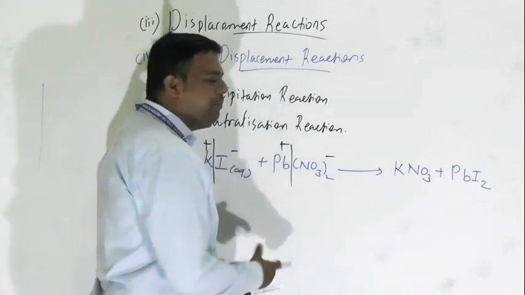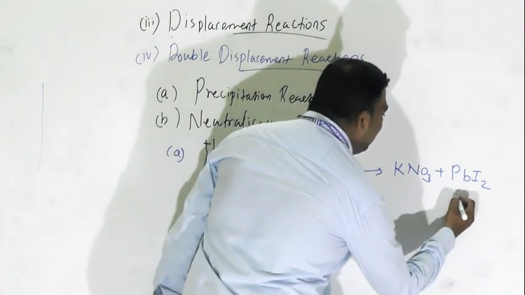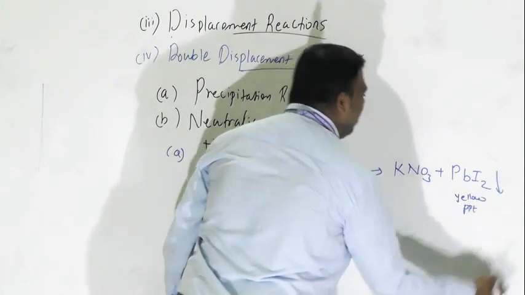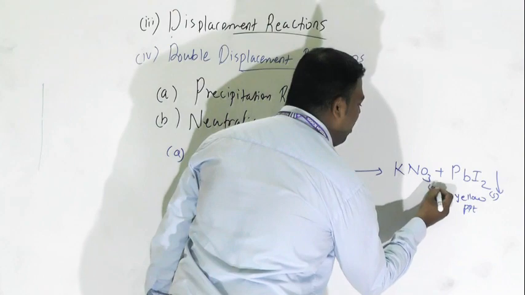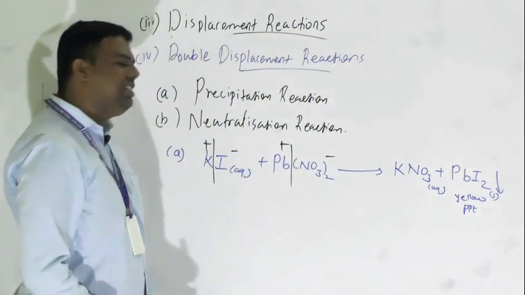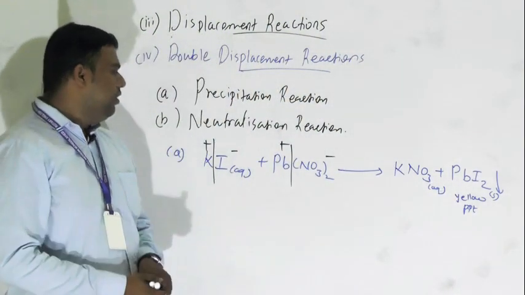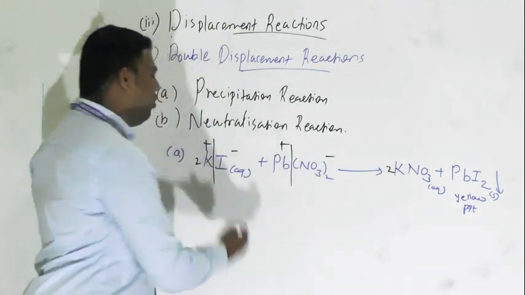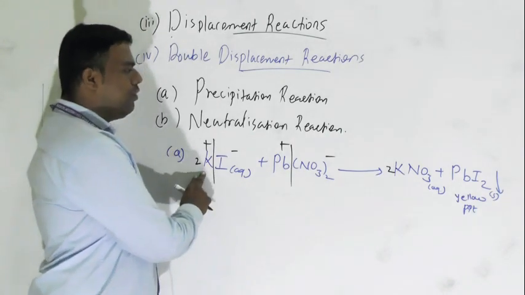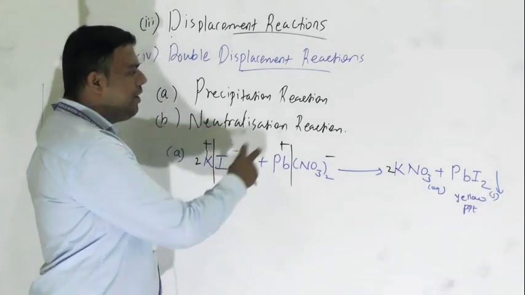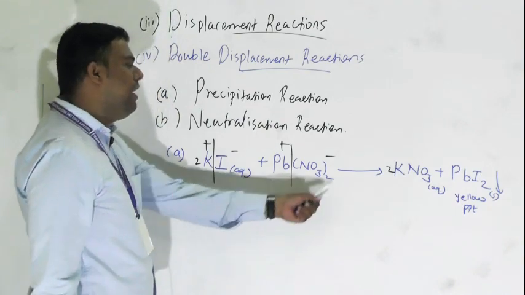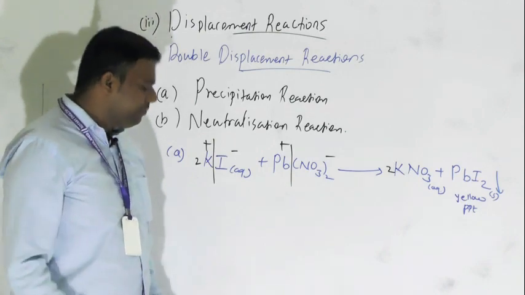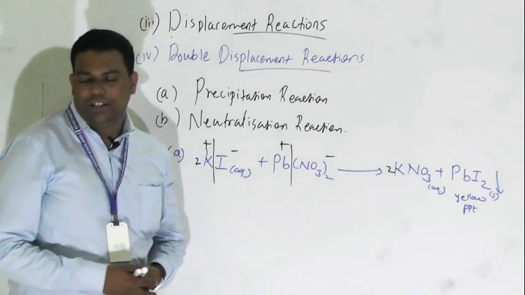KNO3 and PbI2. See here, which color is it? Yellow precipitate, yellow color precipitate, and it is solid, and here aqueous. Now it's time to balance the reaction. See here NO3 twice, so here 2, here also 2. 2 potassium, 2 potassium, 2 iodine, 2 iodine, NO3 twice, and here also NO3 twice, 1 Pb, 1 Pb. So here our reaction is balanced.